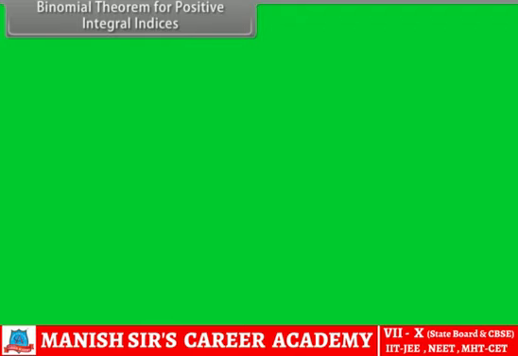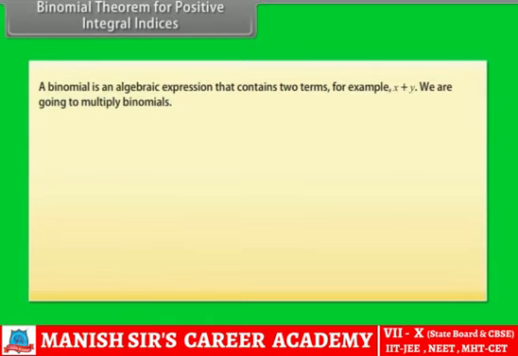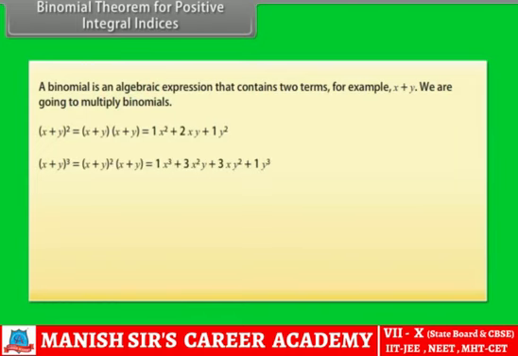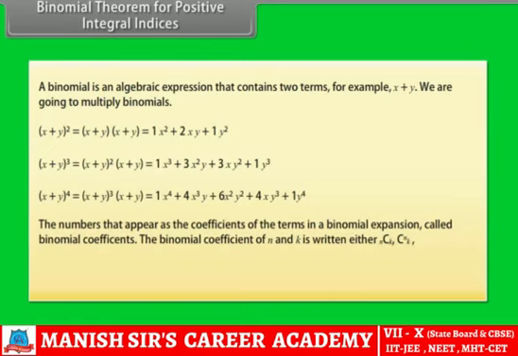Binomial theorem for positive integral indices. A binomial is an algebraic expression that contains two terms, for example, x + y. We are going to multiply binomials. The numbers that appear as the coefficients of the terms in a binomial expansion are called binomial coefficients.